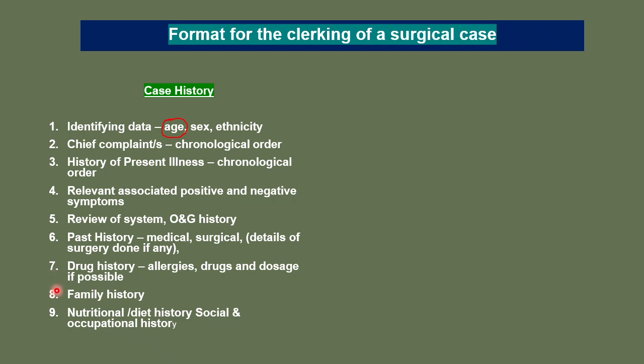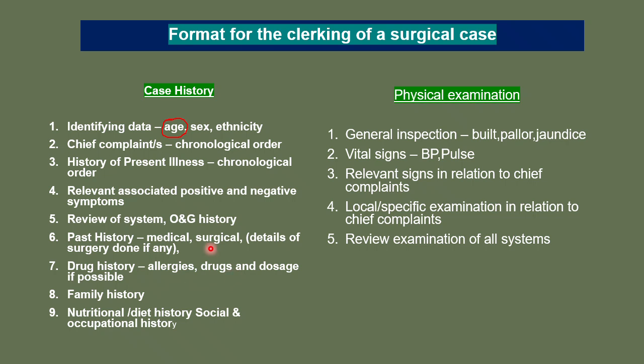or the relatives. The family history is important, especially in some cases like tumors, such as colonic tumors, which tend to run in families. And of course, go into the complete nutritional and diet history, the social and occupational history as well. Having got this case history, then we go into the physical examination.